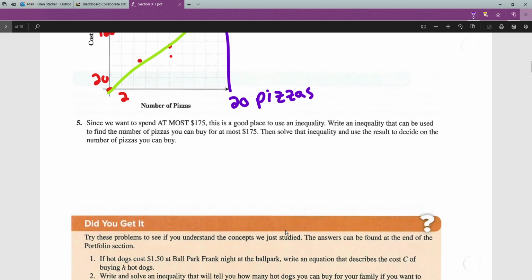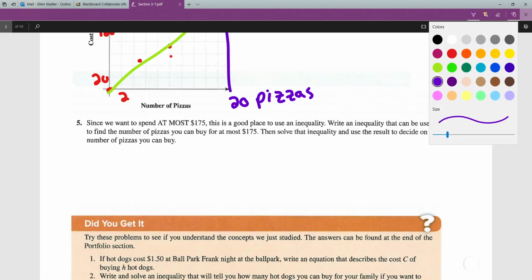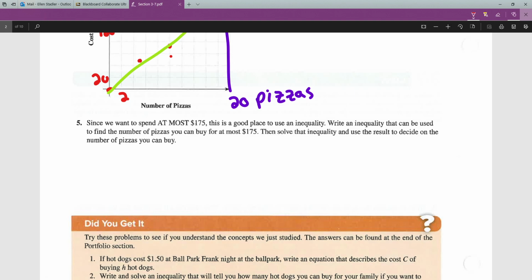It says we want to spend at most $175. This is a good place to use an inequality. So my equation that I had originally was 9p. That's how much it's going to cost to buy all these pizzas. If I want to spend at most $175, what kind of inequality should I put between these two expressions? I want 9p to be less than or equal to 175.